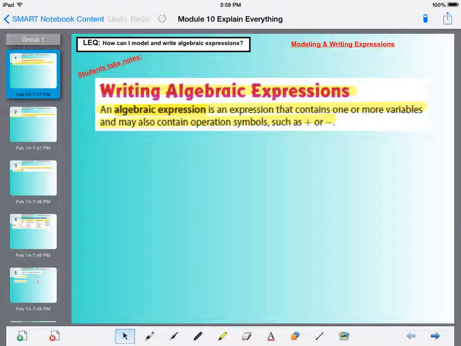Hi guys, and welcome to Module 10. In Module 10, we talked about expressions. In this slide, we're going to go over some vocabulary terms.